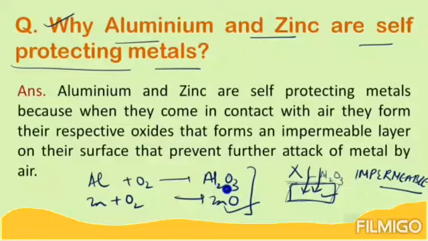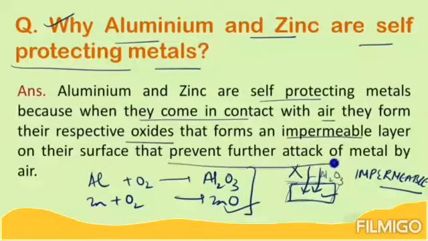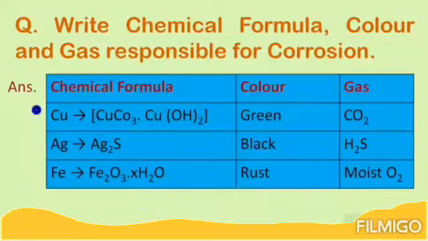Zinc oxide and aluminium oxide act like a barrier. Respective oxides of aluminium and zinc are formed, which prevents further attack of metal by air. This is a very effective method to prevent rusting.